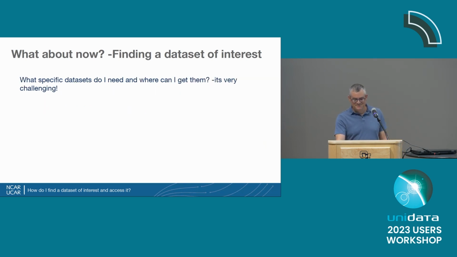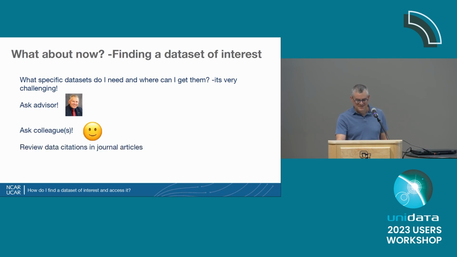But it's challenging. What data sets do I need? Where can I find them? As we just went through, I'll reinforce this: ask an advisor, ask colleagues. What are they using? What's popular? What's easy to access? And then another area that I recommend reviewing, an evolving area, is data citations and journal articles. Now a lot of journals are asking authors to formally cite their data sets in journal articles. That's a great resource to look at if you're doing a literature review of articles of interest for whatever your research is. Look at the data that's cited in those articles.